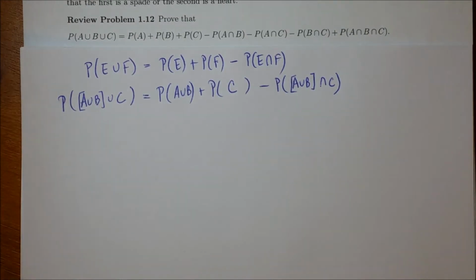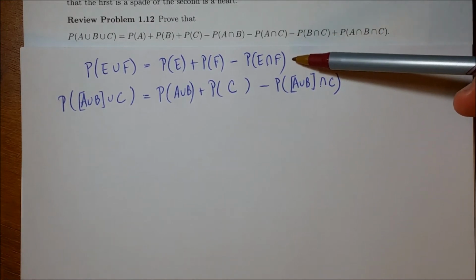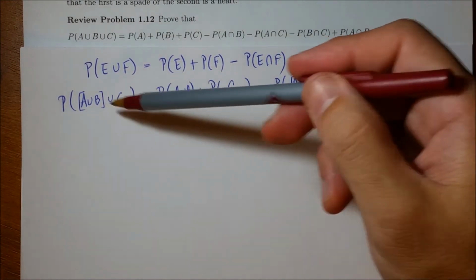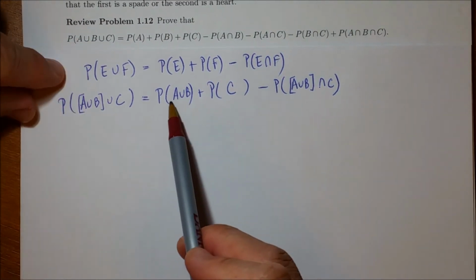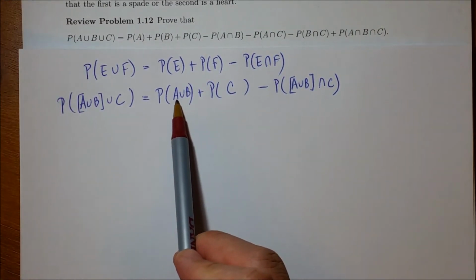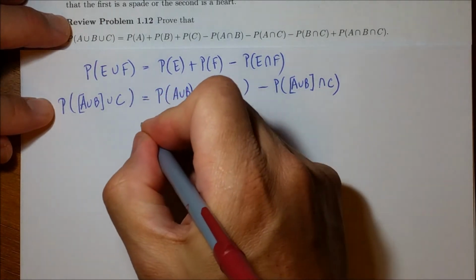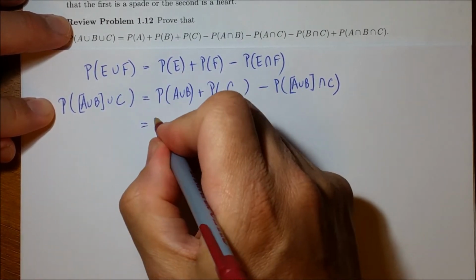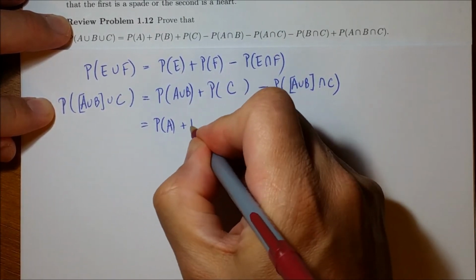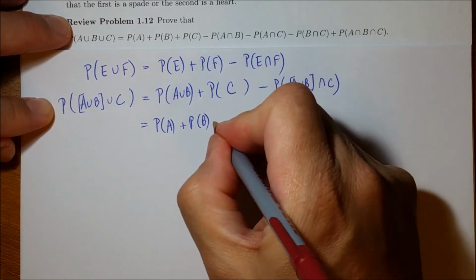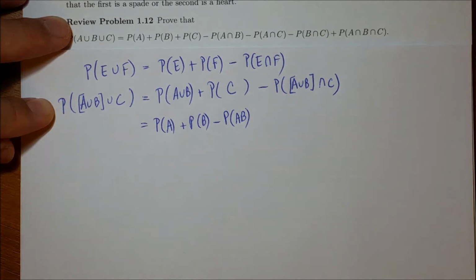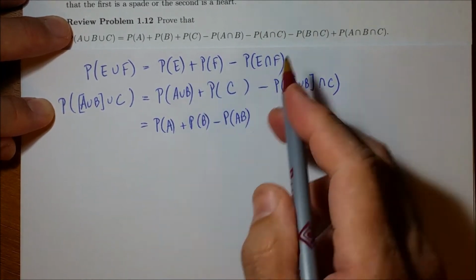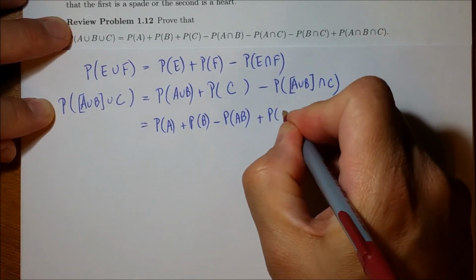And so I have used the union rule here for this. Okay, now how can I simplify this? Well, I can apply the rule a second time to this. So the probability of A union B, that's the probability of A, plus the probability of B, minus the probability of A intersect B. Plus the probability of C comes along for the ride.